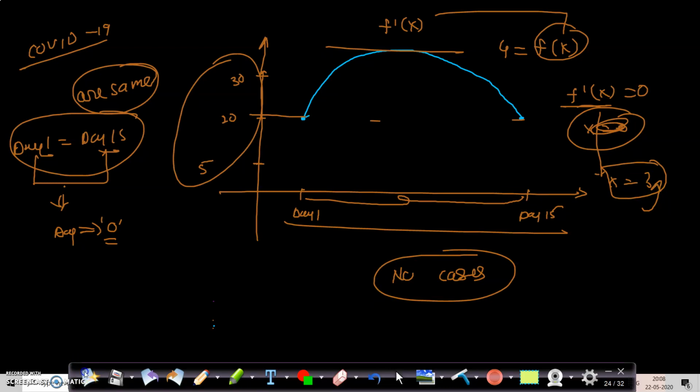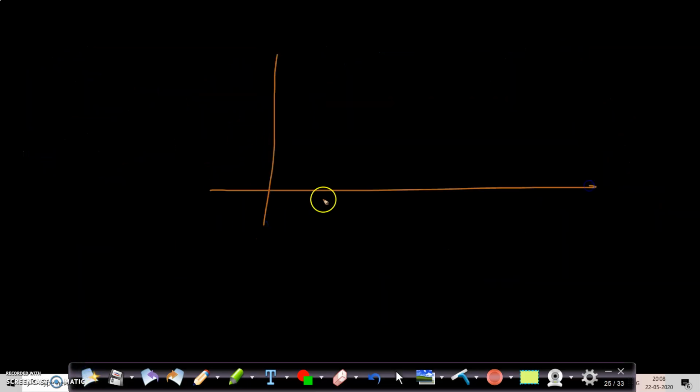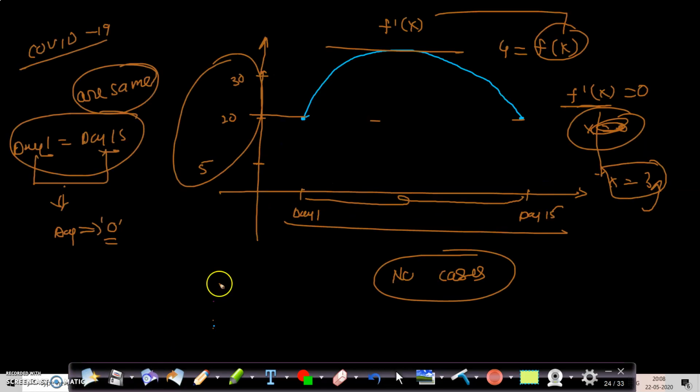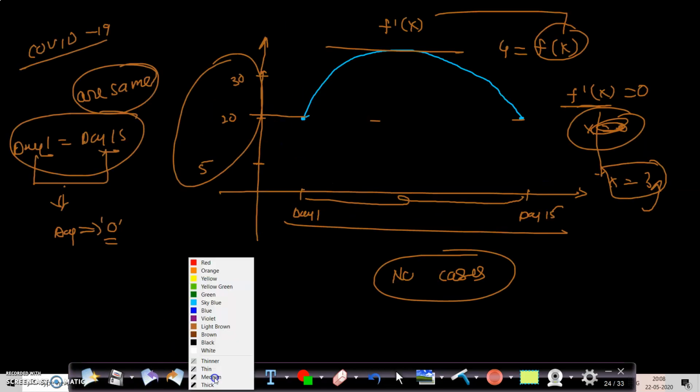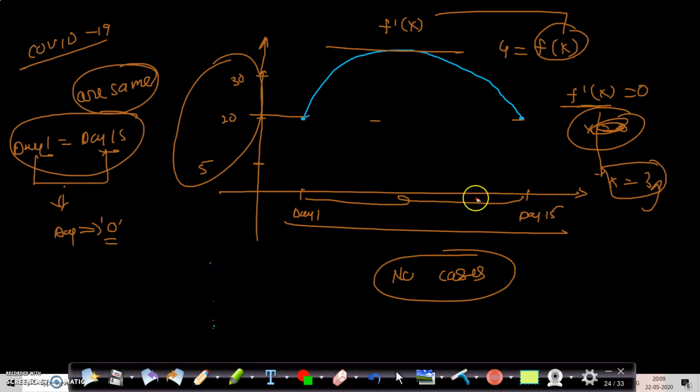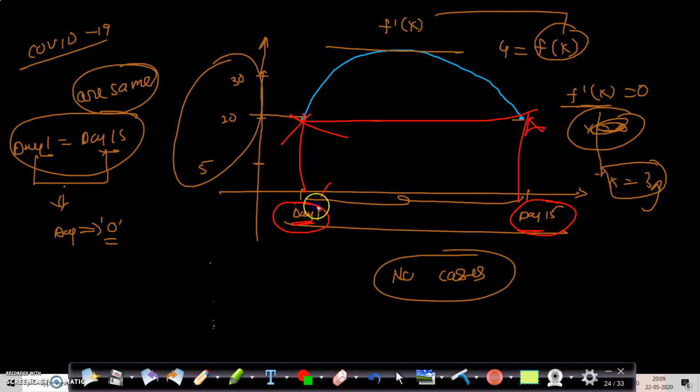Let me make it more clear. On the x-axis we showed the number of days. What does Rolle's theorem say? At the starting point and ending point we are getting the same answer. So between day 1 and day 15, there will be some one day where there will be no cases.